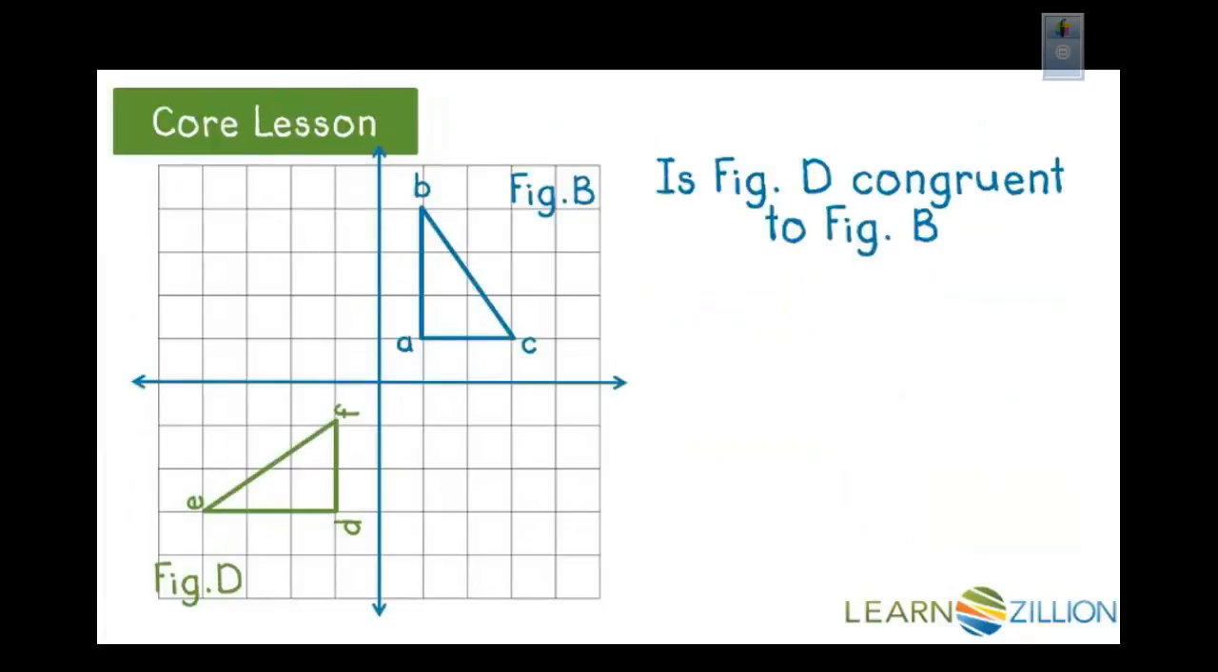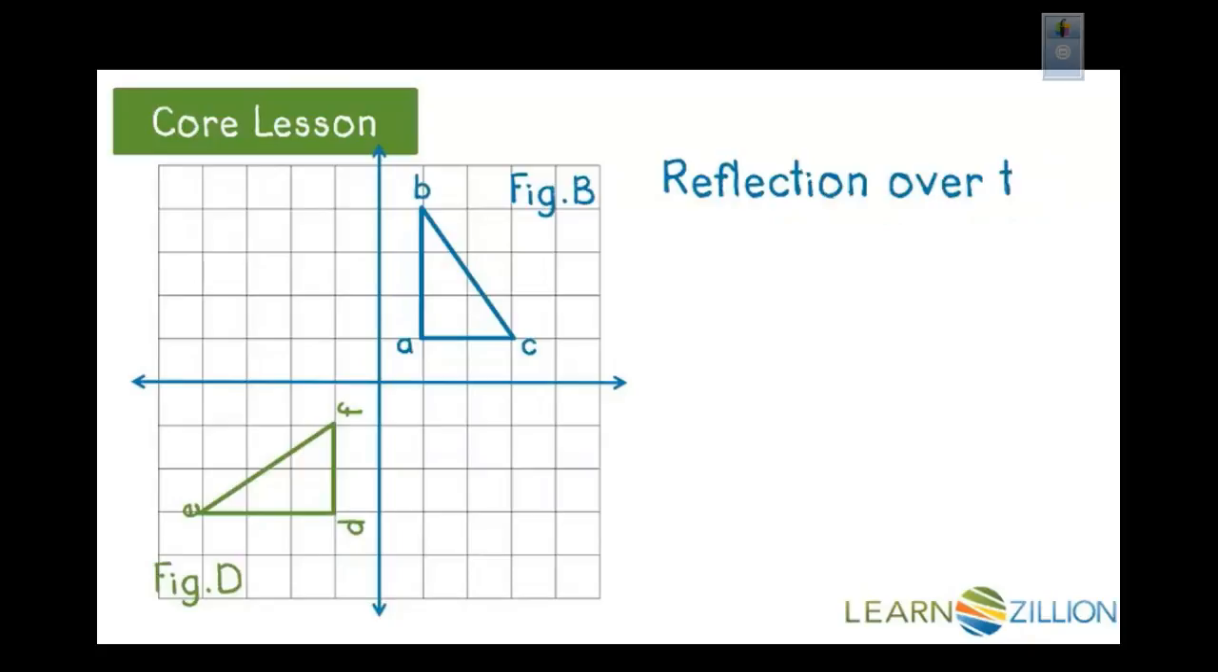Is figure D congruent to figure B? Let's investigate by first just looking at the two triangles. I can't get to figure D using a single translation. I can't get there by using a single reflection, nor can I get there by using a single rotation around the origin. Is figure D the image of figure B after a sequence of transformations?